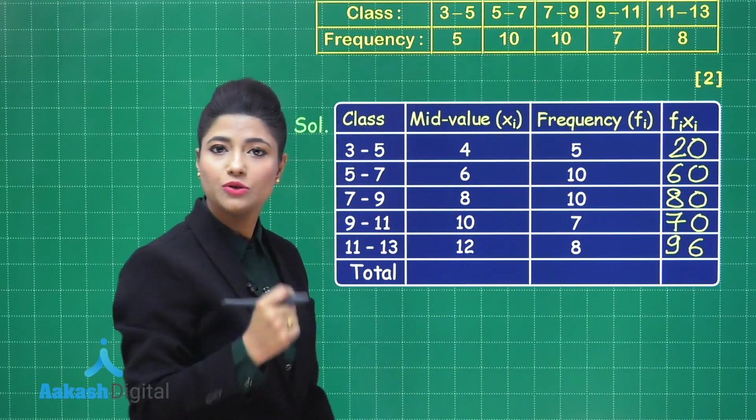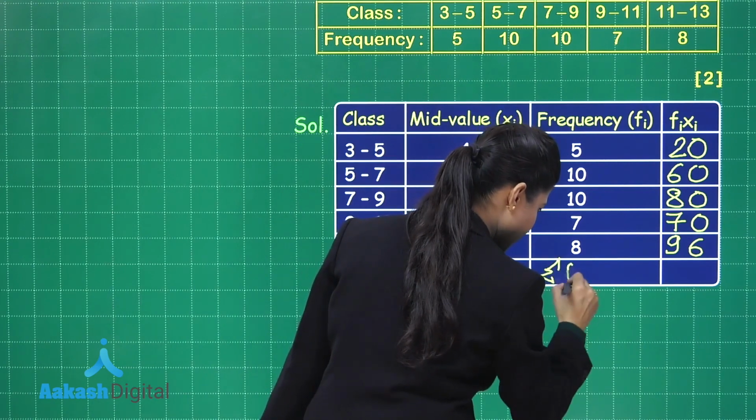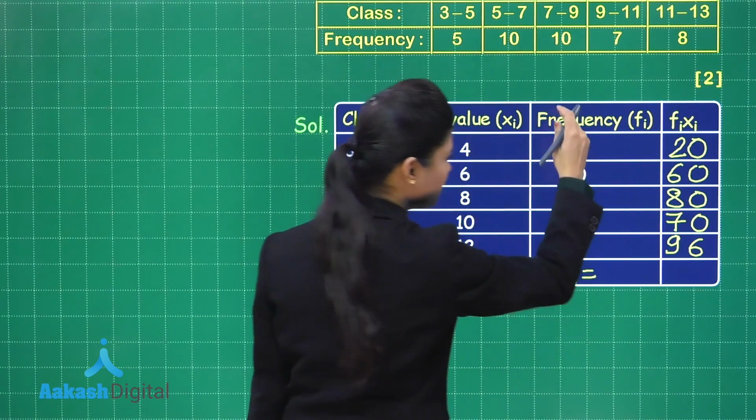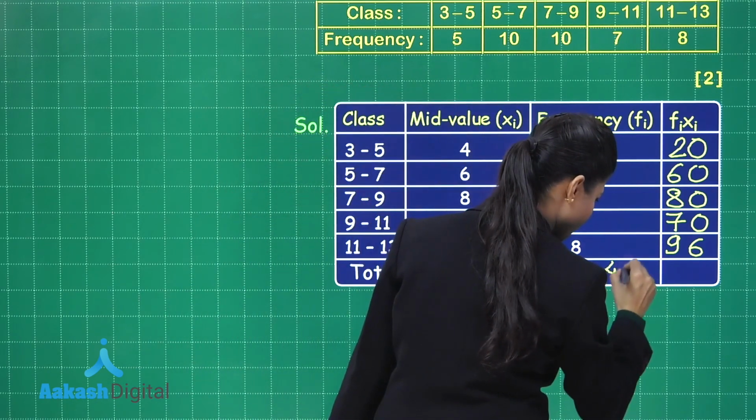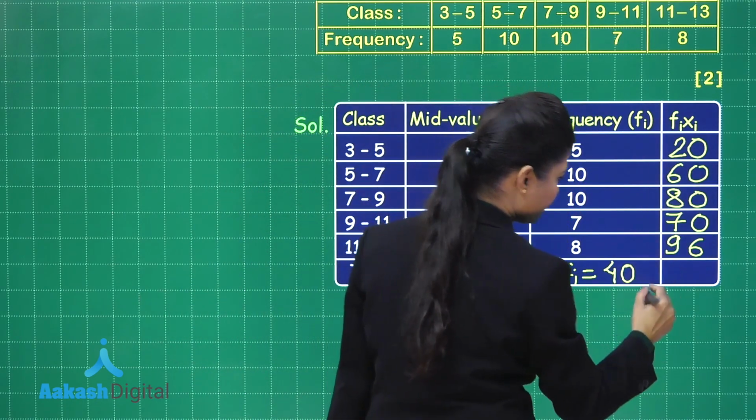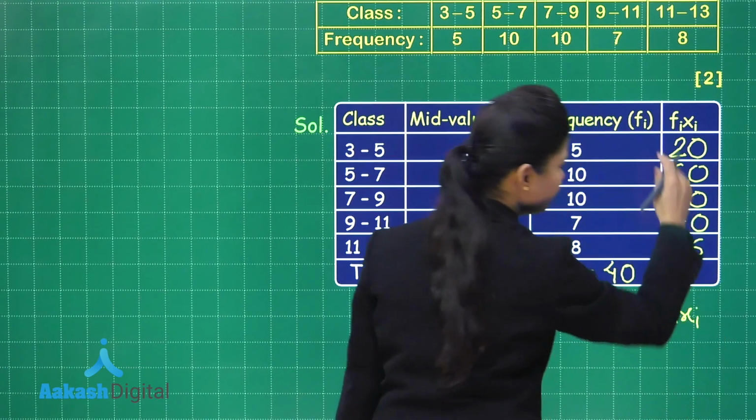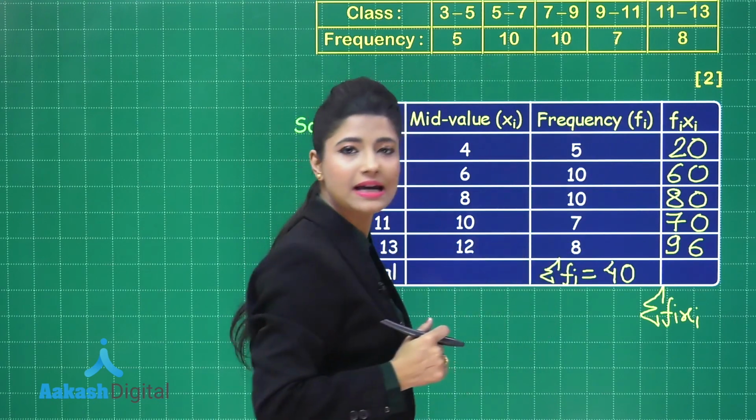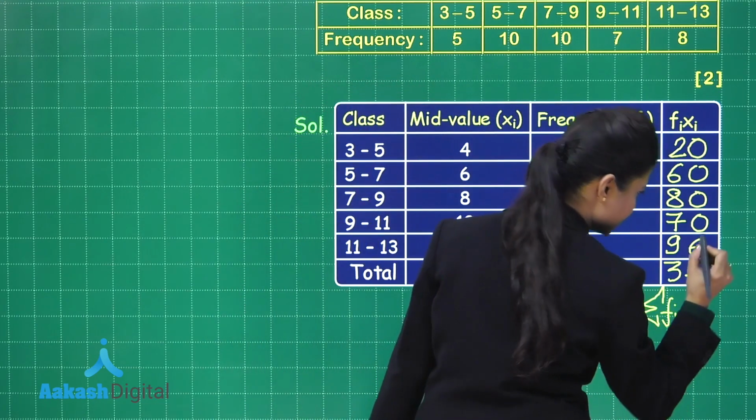After that, I need to obtain sigma fi, that is the sum of all the frequencies, and sigma fi will be equal to the sum of all these respective frequencies, which comes out to be equal to 40. And next I need to obtain sigma fi xi. Sigma fi xi will be the sum of all these fi xi, that is equal to 326 in this case.